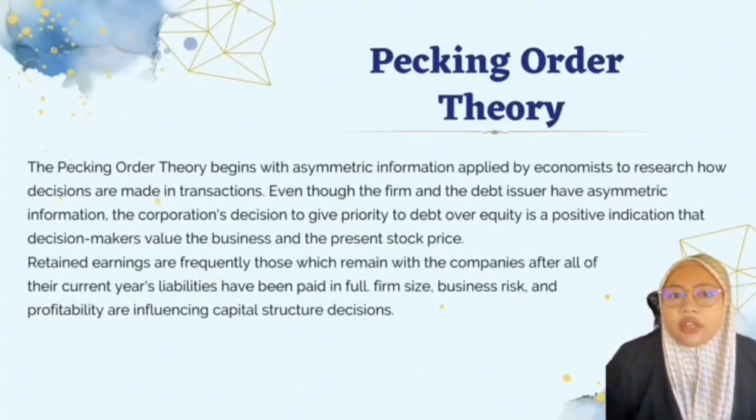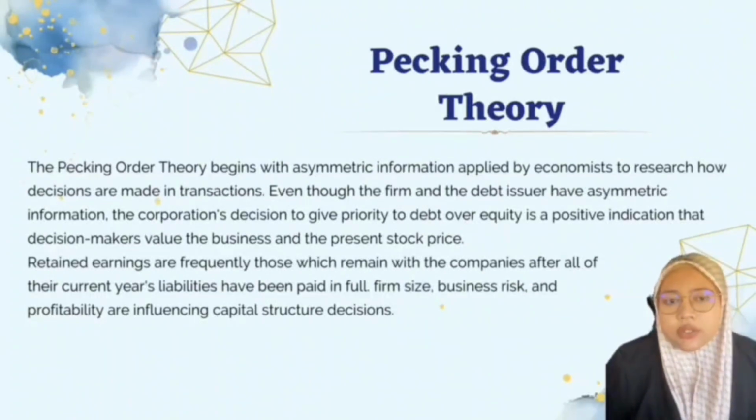Retained earnings are frequently those which remain with the companies after all of their current year's liabilities have been paid in full. Firm size, business risk, and profitability influence capital structure decisions. Additional indicators of financial stability include dividends, leverage, stock repurchase, announcement of merger and acquisition, tender offer announcement, spin-off announcement, and also poison pill announcement.